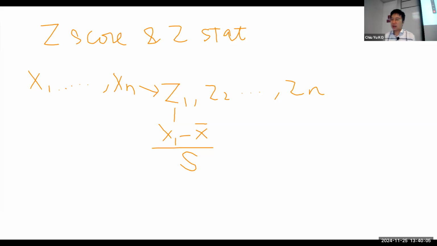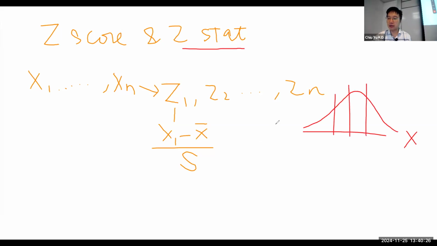And Z-stat, the statistic, is usually what we mean when we are talking about the Z-test. The Z-test is talking about the following. You consider a bell curve, the population is a bell curve, and you collect some data here. What you want to do is test whether mu is equal to a certain number A. This is the hypothesis.